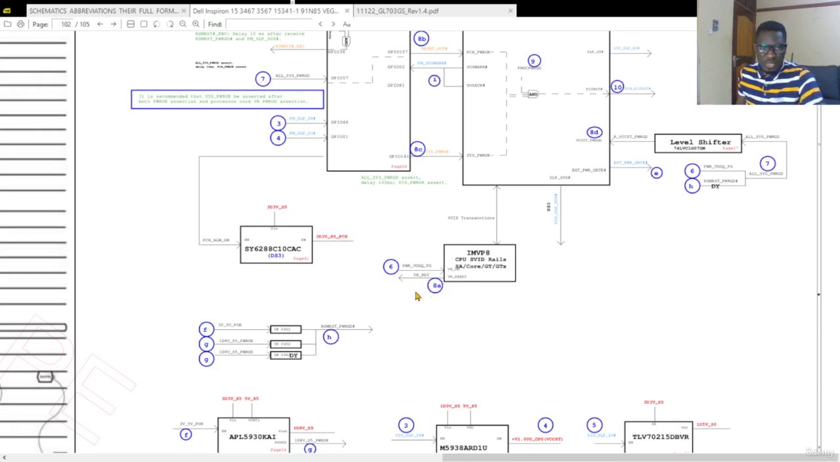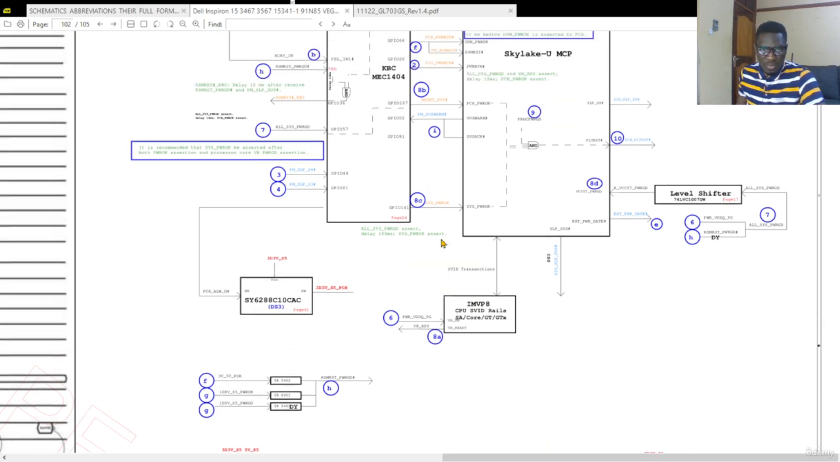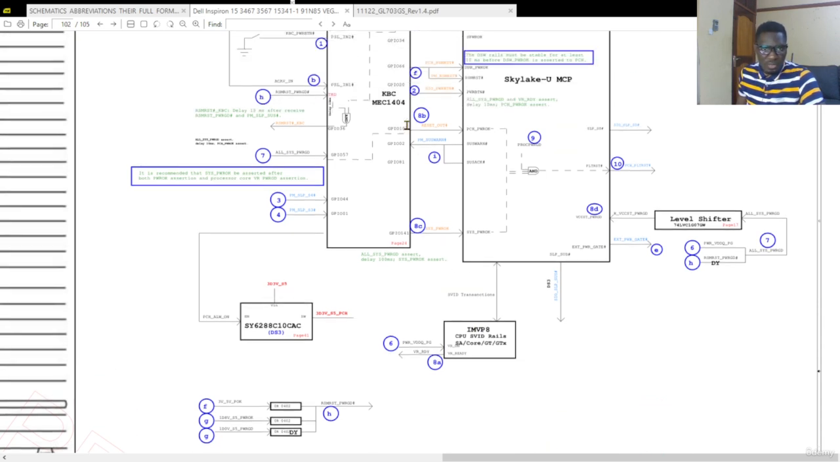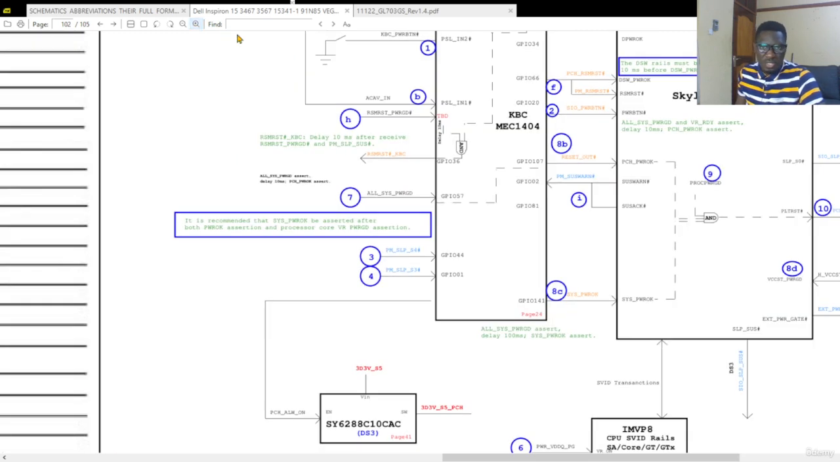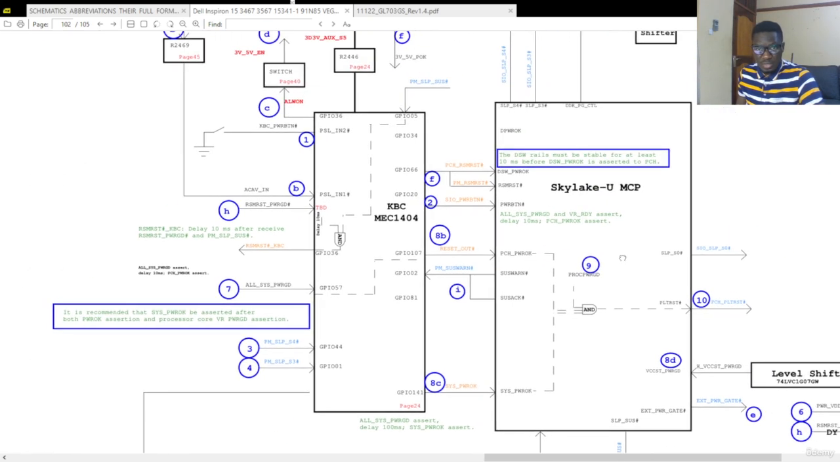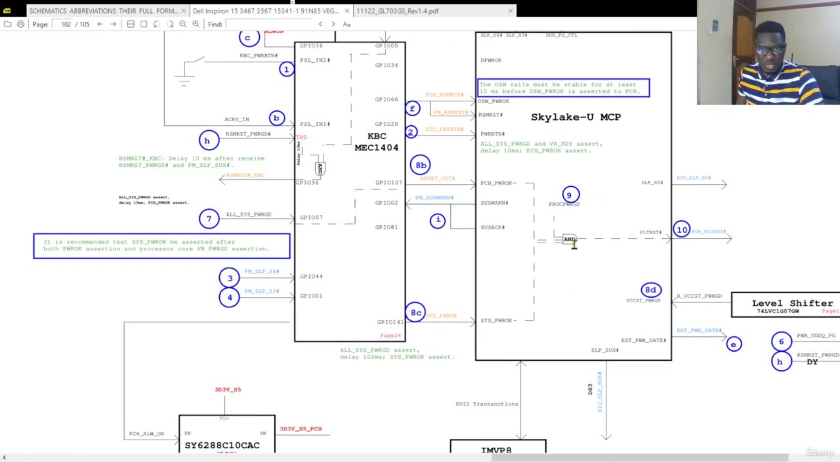So after 8A, which turns on the CPU voltage, comes out, let's look for 8B. So 8B is here. So 8B is called reset out. And this reset out comes out and goes to the chipset or the CPU because they are all together.